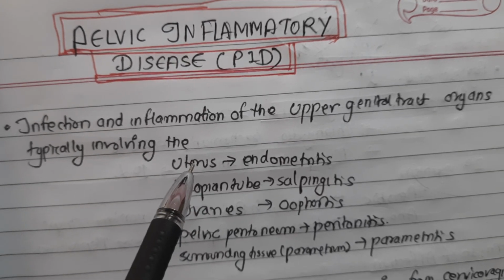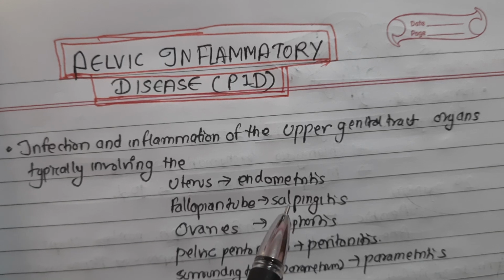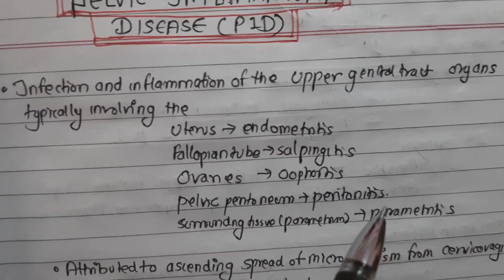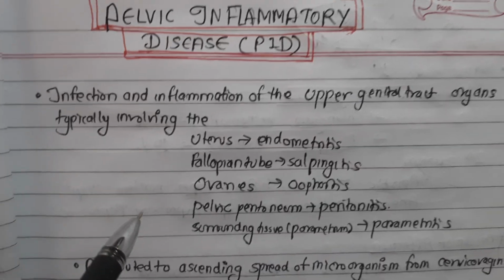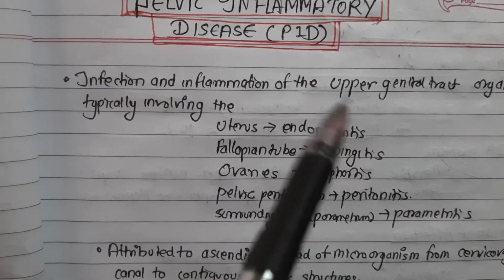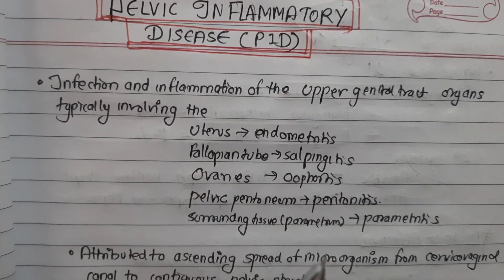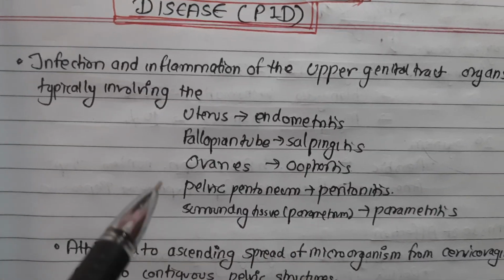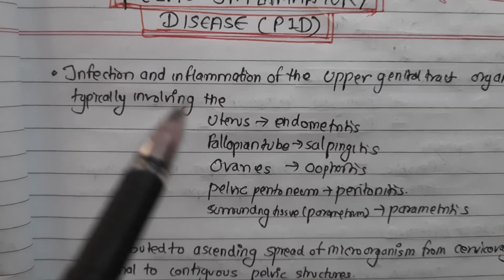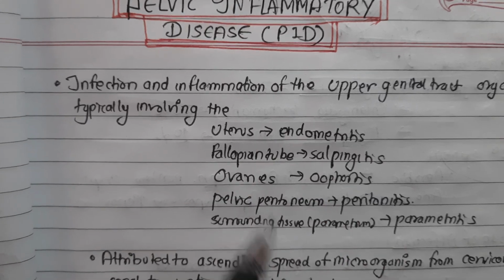The inflammation of the uterus is called endometritis, followed by salpingitis, oophoritis, peritonitis, and parametritis. So pelvic inflammatory disease includes the spectrum of infection and inflammation of the upper genital tract. Note that cervicitis and vaginitis are not included in pelvic inflammatory disease. We start from the uterus and end in the parametrium.